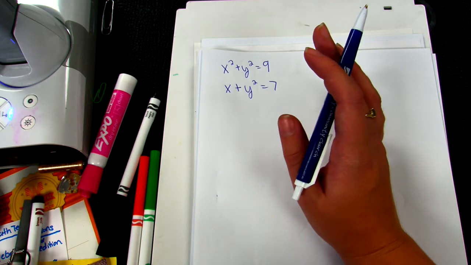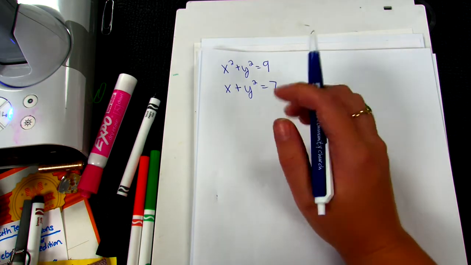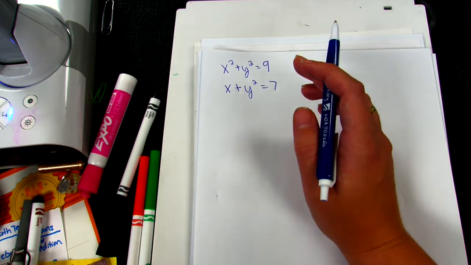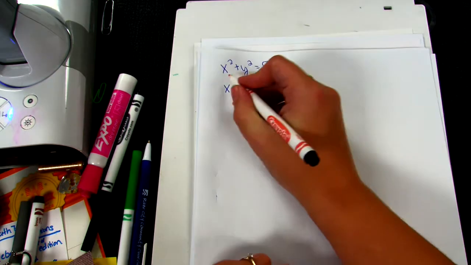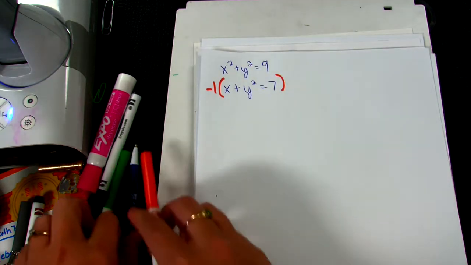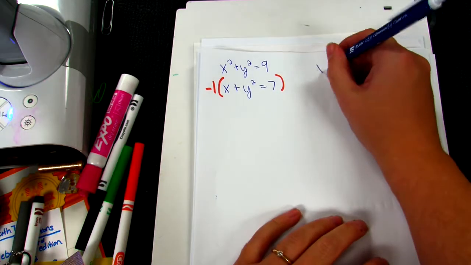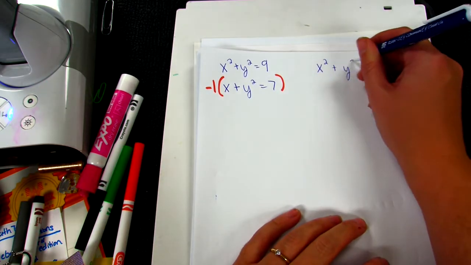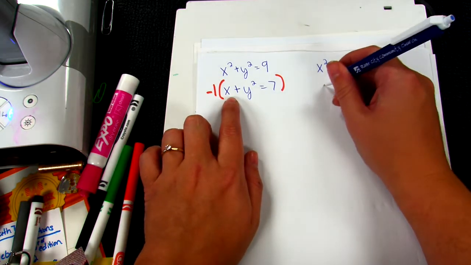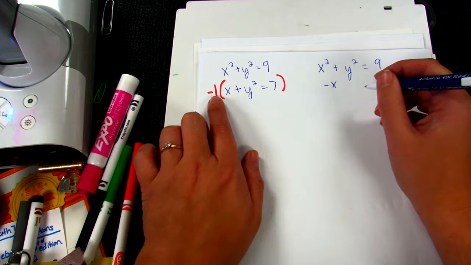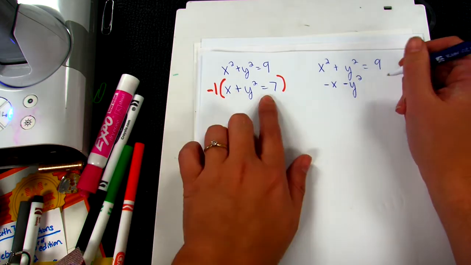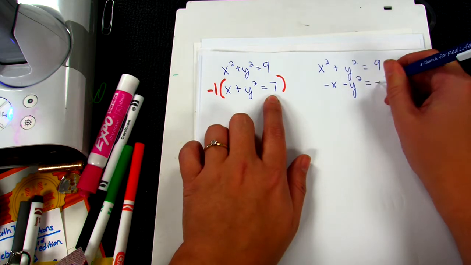So what I want to do is multiply one of these equations by negative 1, so that way it'll cancel, right? So I'm going to pick the second one. I'm going to multiply the second equation by negative 1. Okay, so now I have a new system. I have x squared plus y squared equals 9. Negative 1 times x is negative x. Negative 1 times y squared is negative y squared. Negative 1 times 7 is negative 7.